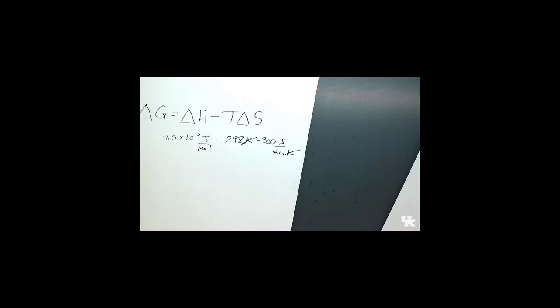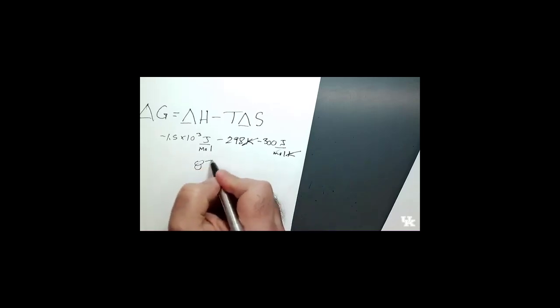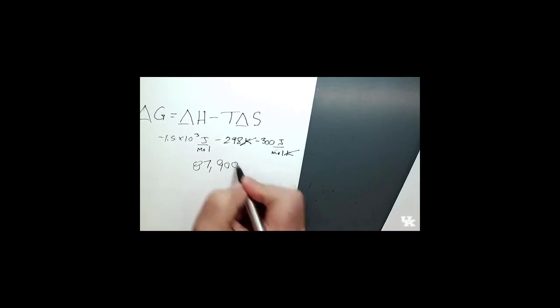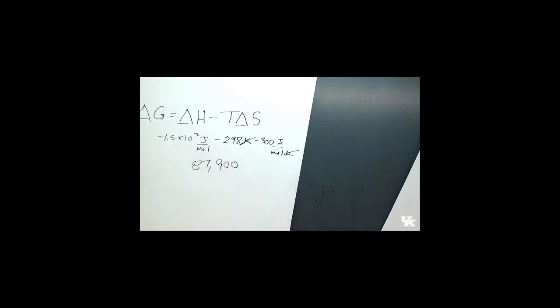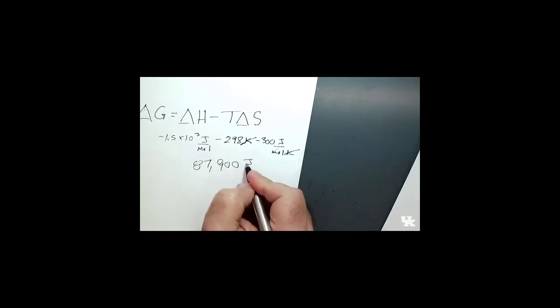All right, so now you get your calculator, and you put in 1.5 negative exponential 3 minus 298 times 300 negative equals 87,900 joules per mole.